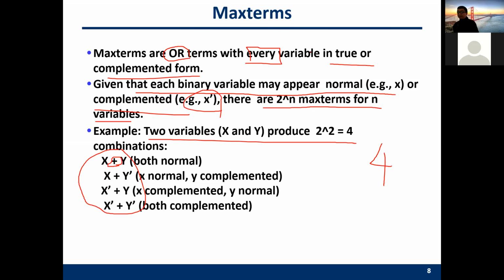The same point between minterm and the maxterm is you must have every variable. So if you only have X, is it a canonical form? No, it's not. A single X is not a canonical form. A single Y is not a canonical form either, because these two expressions do not have every variable.